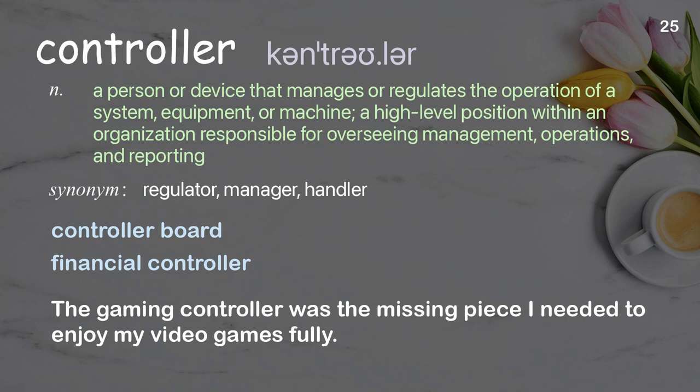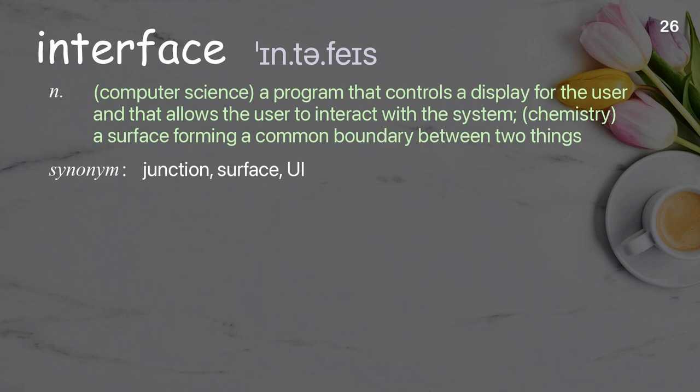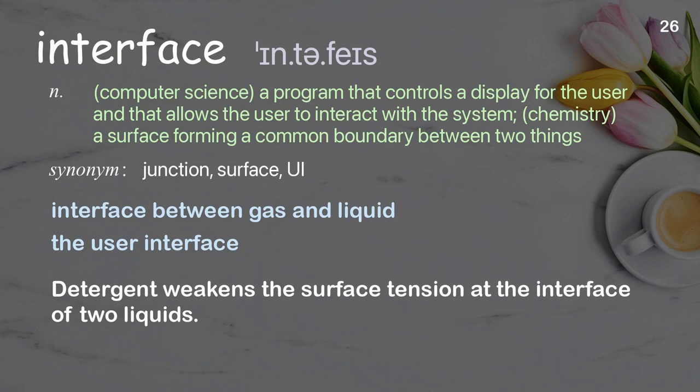Interface: computer science, a program that controls a display for the user and that allows the user to interact with the system. Chemistry, a surface forming a common boundary between two things. Examples: interface between gas and liquid, the user interface. Detergent weakens the surface tension at the interface of two liquids.